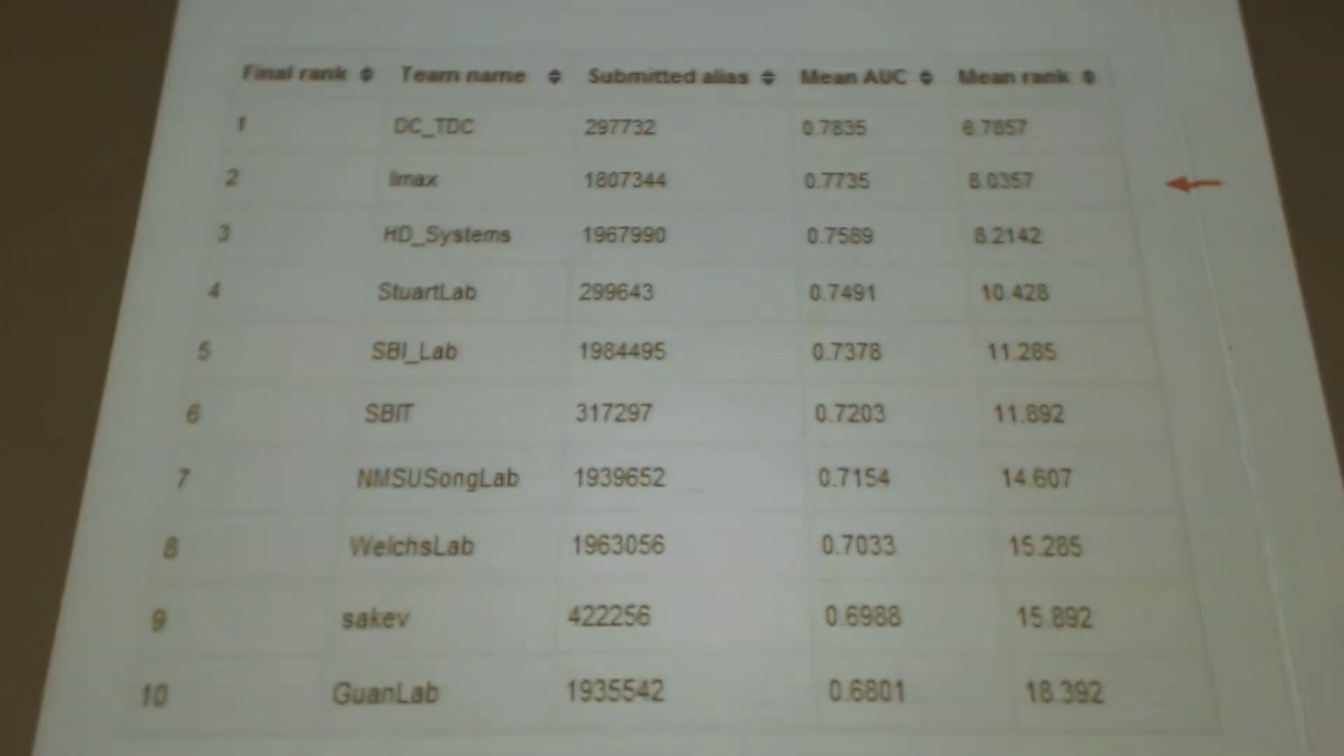So think about it. The organizers hosted the competition. They collected the data set. Without even looking at the data set, we were able to outperform everybody else. So this tells you how powerful prior biological information is.